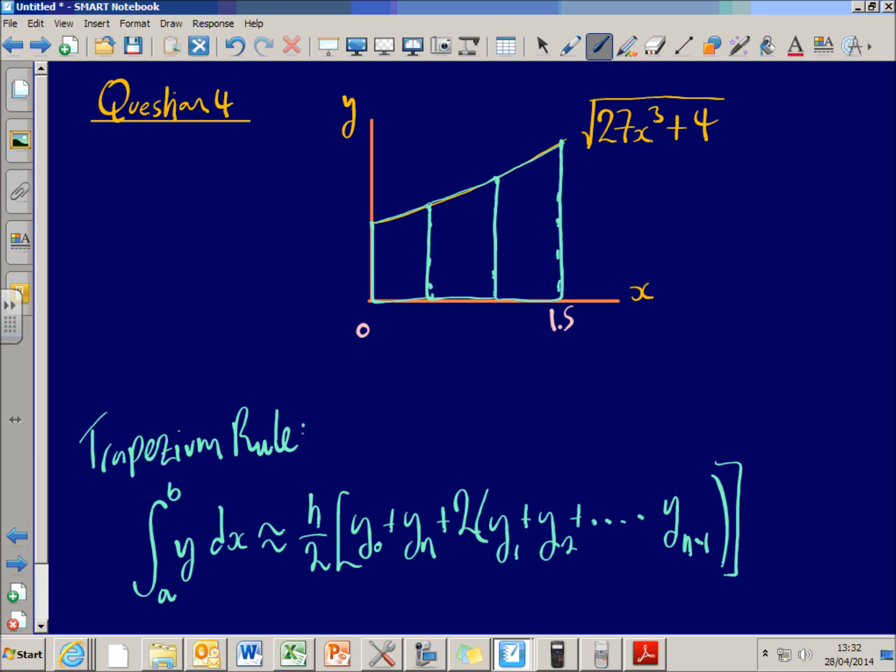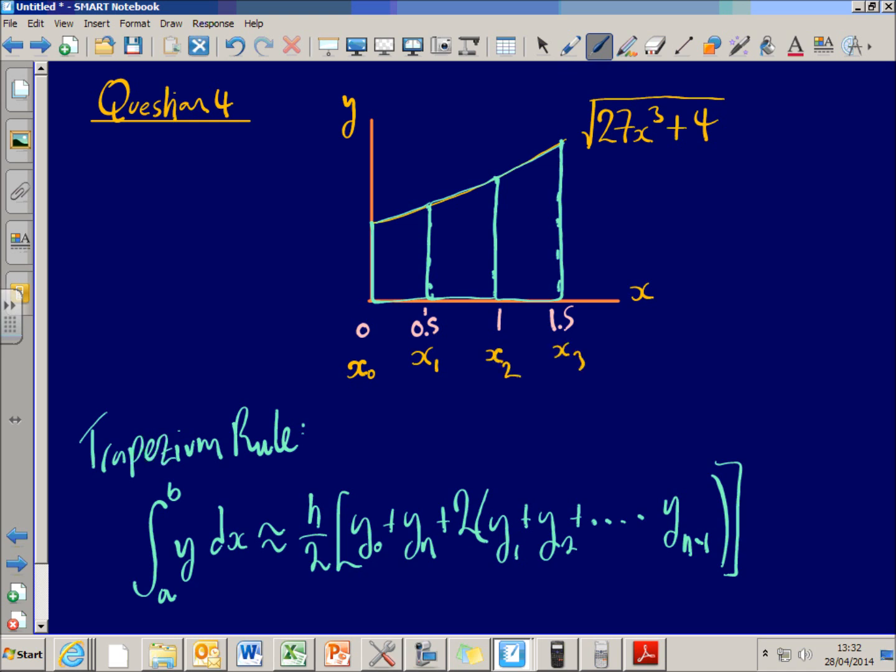What are the other x values here? What's the x value for this point here? Yeah, that's 1. Does everyone agree with that? Is everyone happy? Now I'm just going to label this up so we can plug it into the formula. This first value here is x0. This is x1. This is x2. And this is going to be x3.